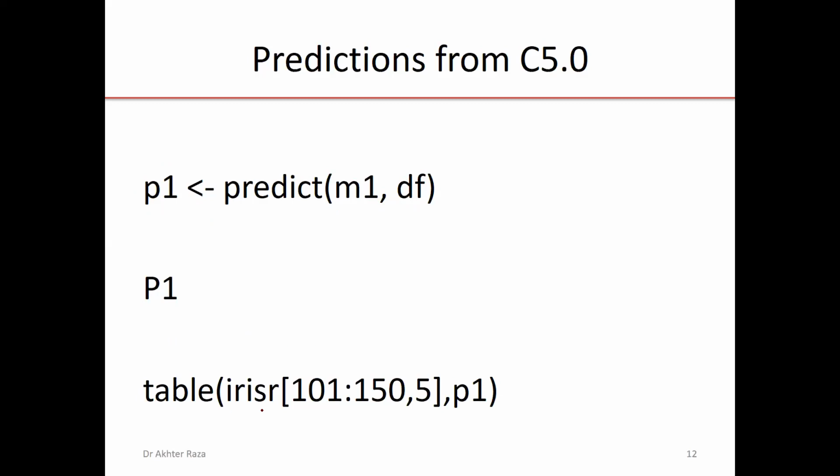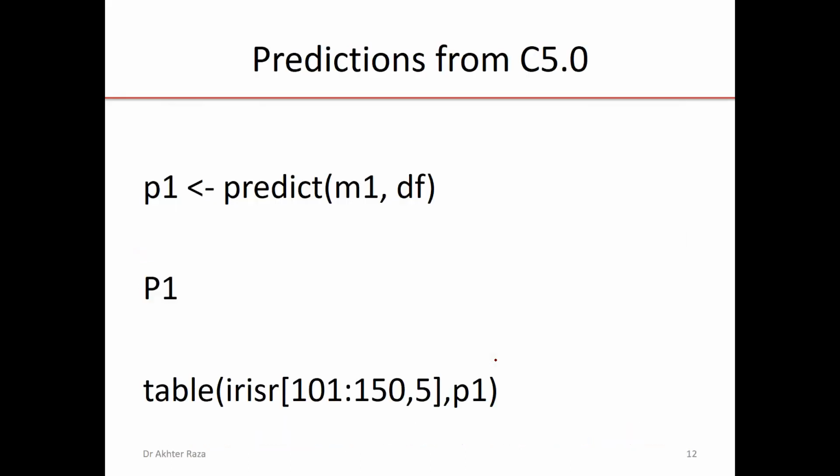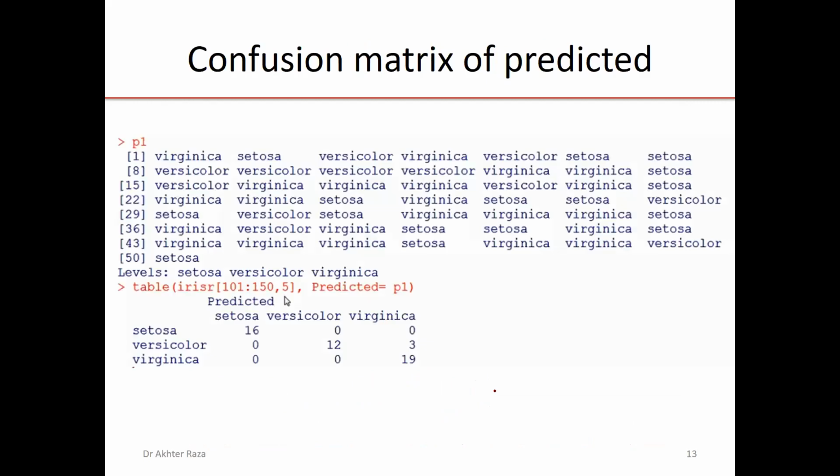Now iris data set 101 up to 150, comma 5, fifth column, and comma P1. P1 is the value which has these predictions. So now a two-way table is to be formed. Two-way table by iris data set 101 up to 150 with the column number 5. This is only one column we have here, and we have a predicted result by this model in P1. So this table is to be shown.